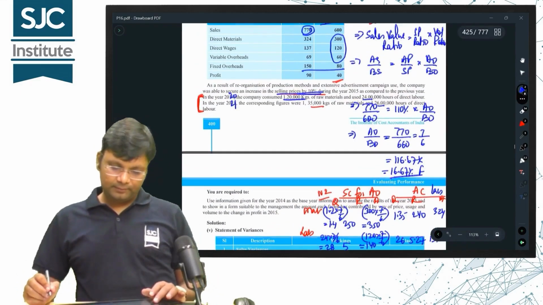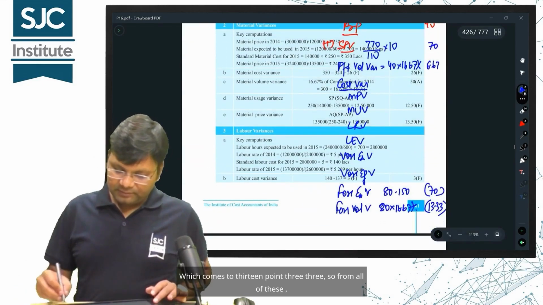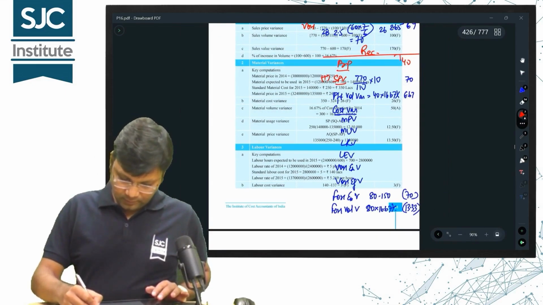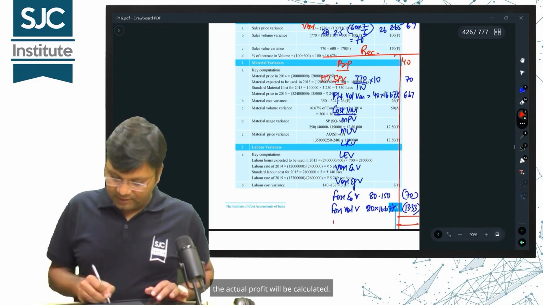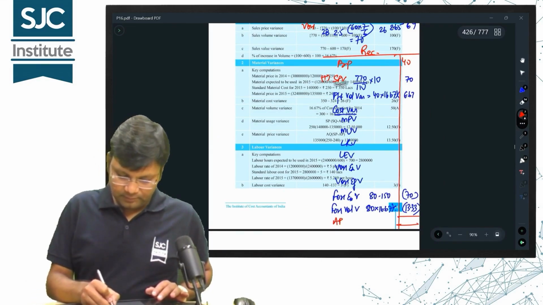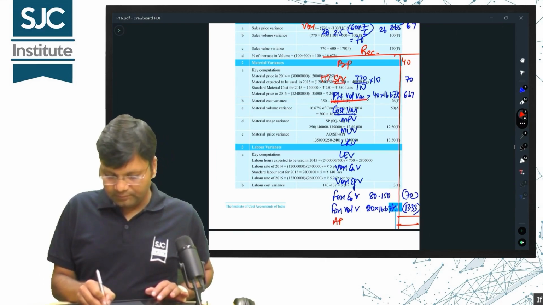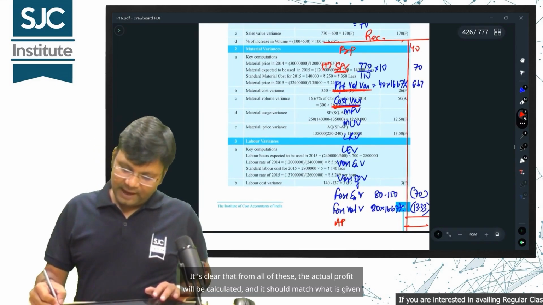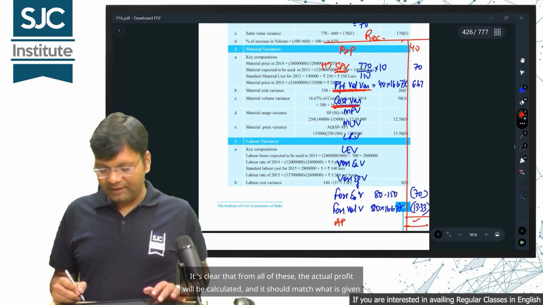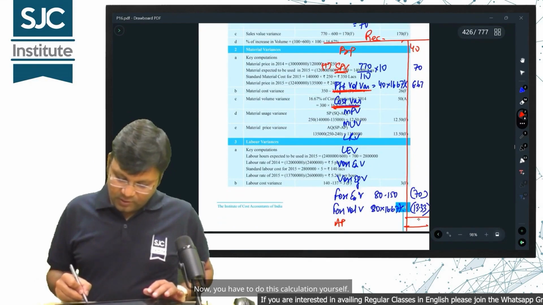Alright. So from all of these, the actual profit will be calculated. It's clear that from all of these, the actual profit will be calculated and it should match what is given here, which is 90. Now, you have to do this calculation yourself.